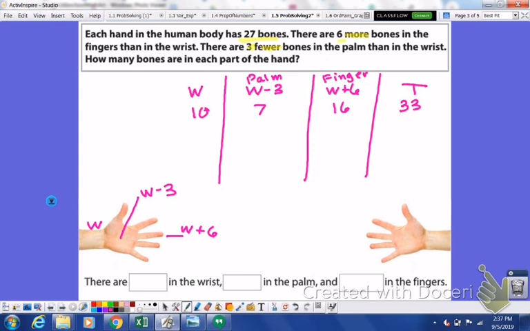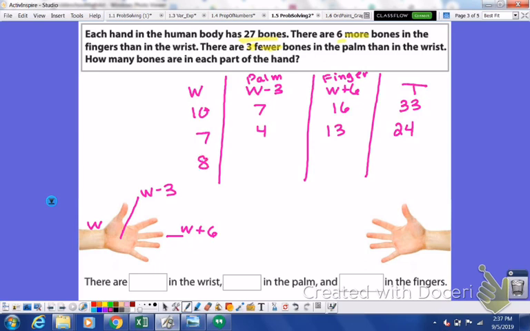Okay, maybe I now think it's kind of close, so let's try 7. Well, if my wrist has 7 bones, then 7 minus 3, my palm would have 4. 7 plus 6, my fingers would have 13. 7 plus 4 plus 13 gives us a total of 24. So now we're a little too low, so it obviously has to be either 8 or 9. So at this point, I'm just going to go up by 1, see what happens.